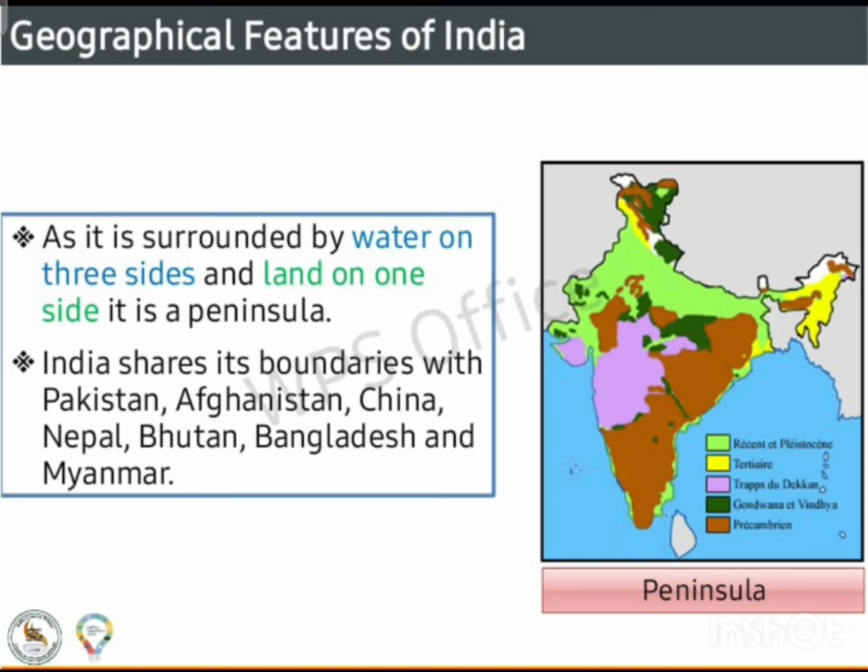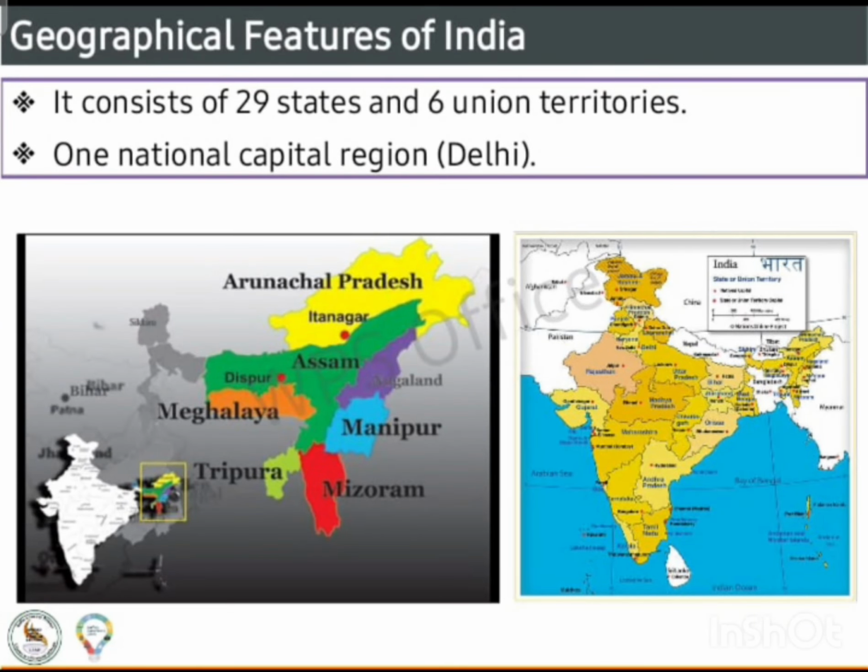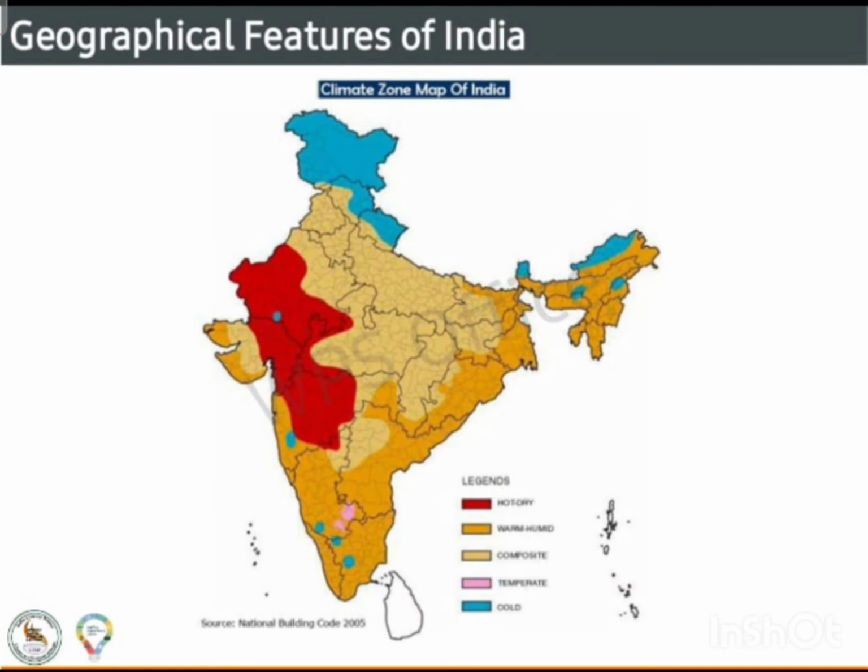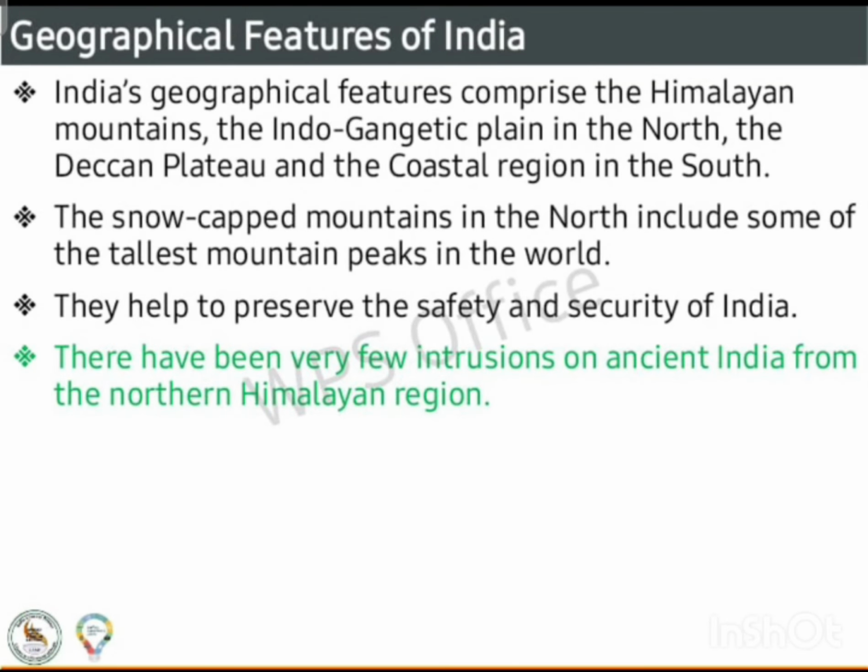India shares its boundaries with Pakistan, Afghanistan, China, Nepal, Bhutan, Bangladesh, and Myanmar. It consists of 29 states and 6 union territories, and one national capital region, Delhi. India's geographical features comprise the Himalayan mountains, the Indo-Gangetic Plain in the north, the Deccan Plateau, and the coastal region in the south. The snow-capped mountains in the north include some of the tallest mountain peaks in the world.